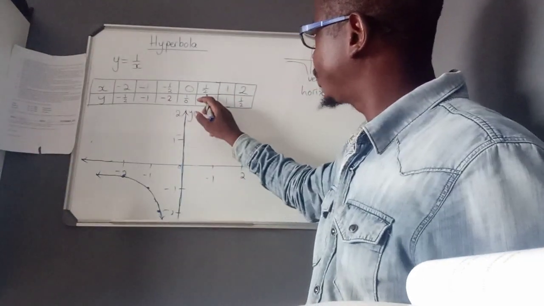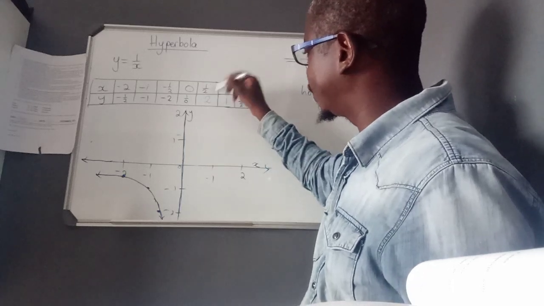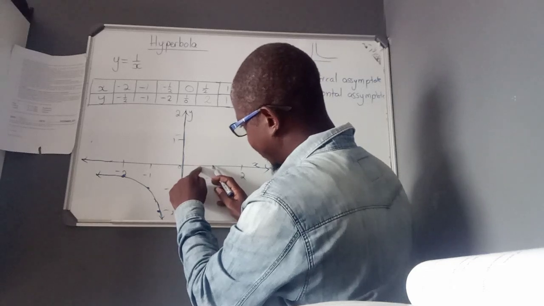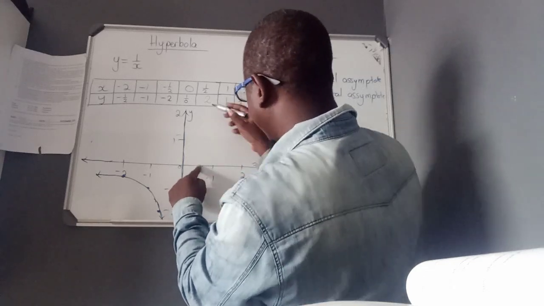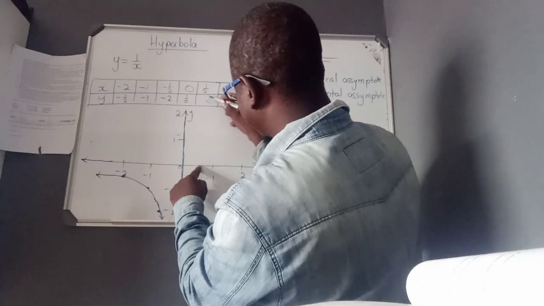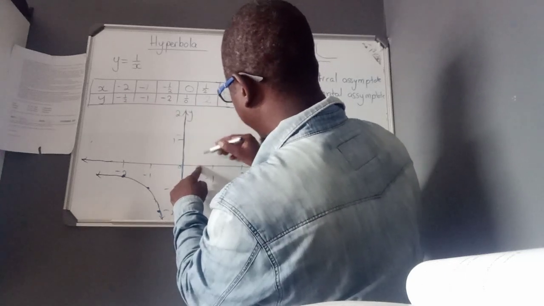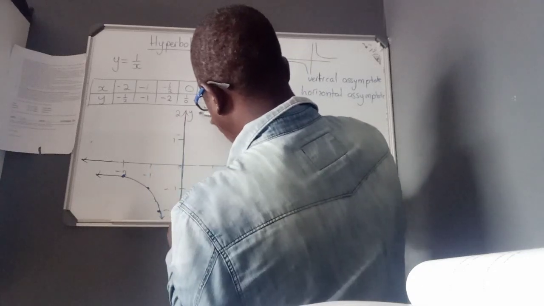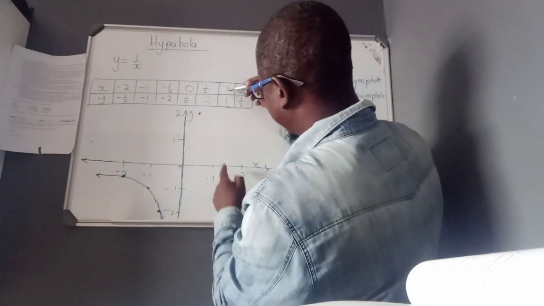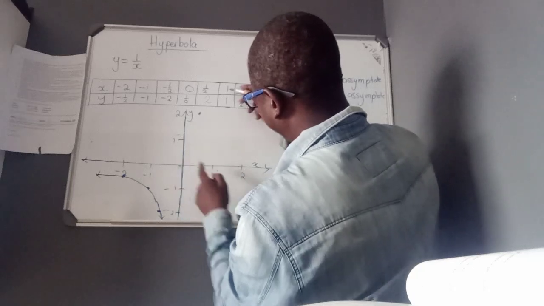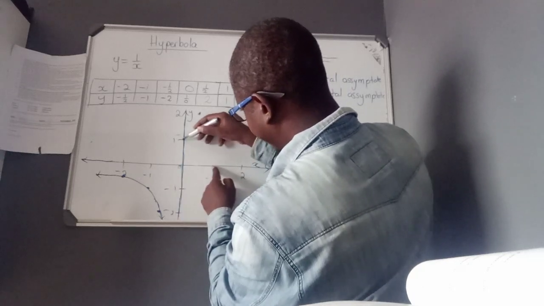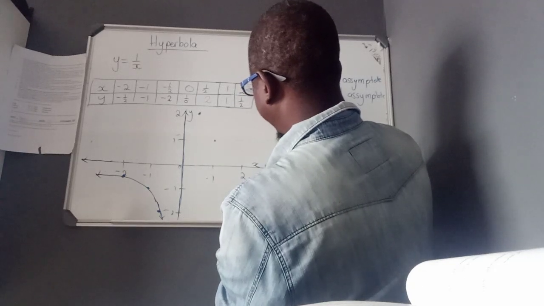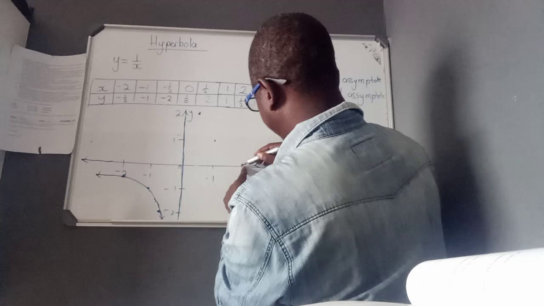Moving on, we have this point where x is half and y is 2. Half is a number between 0 and 1, so half is here, and the y value is 2, so I go there. They meet at this point. Then my next point is 1 and 1, where x and y meet here. And finally we have x equal to 2 and y equal to half.